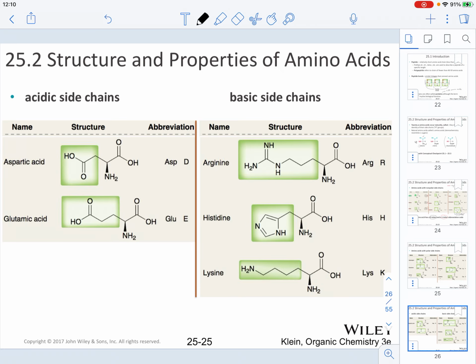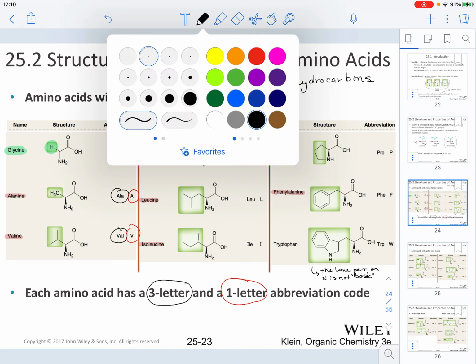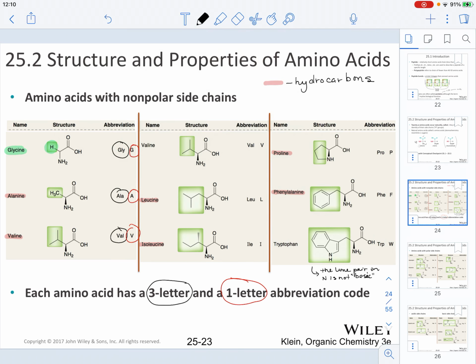Let me mention something, because here they put valine 2 times. Let me just go back for a minute. When it comes to the amino acids, the other nonpolar amino acid that is not listed here is methionine. It's just that we see valine 2 times. Methionine is also a nonpolar amino acid. MET is the 3-letter code. M is the 1-letter code.